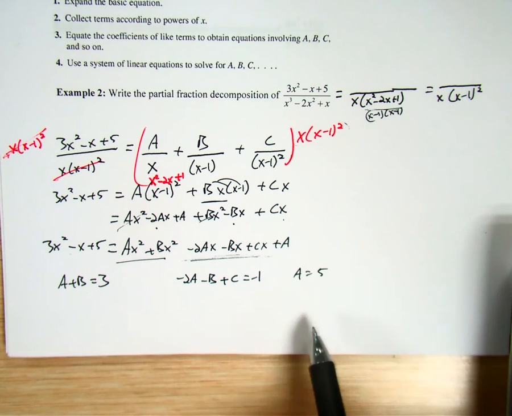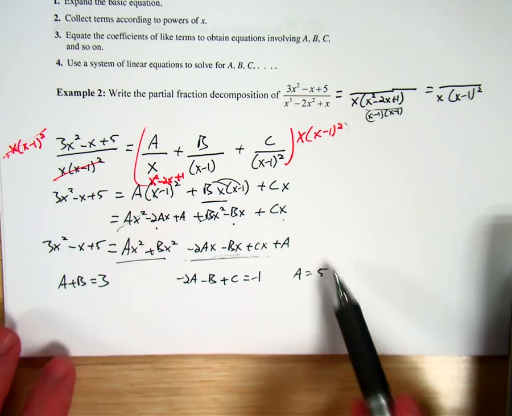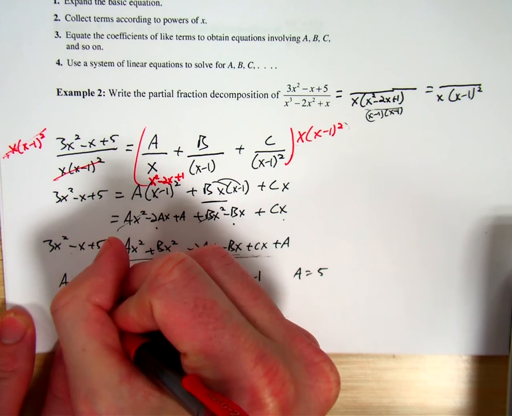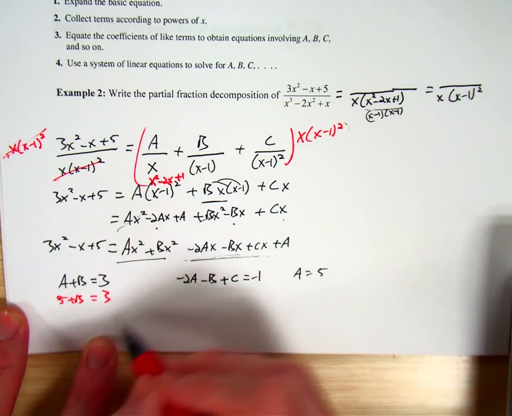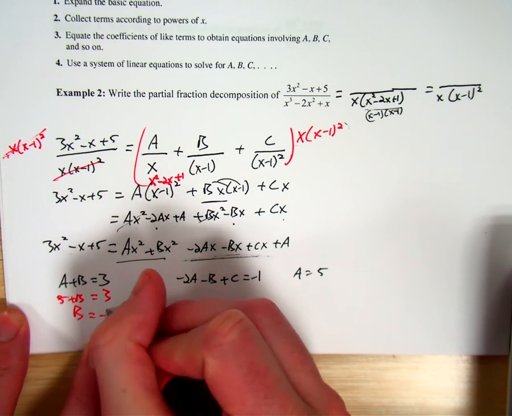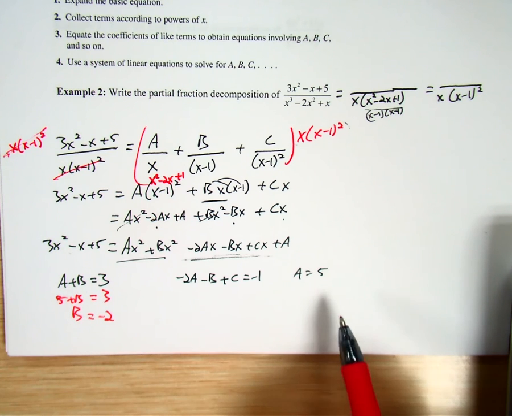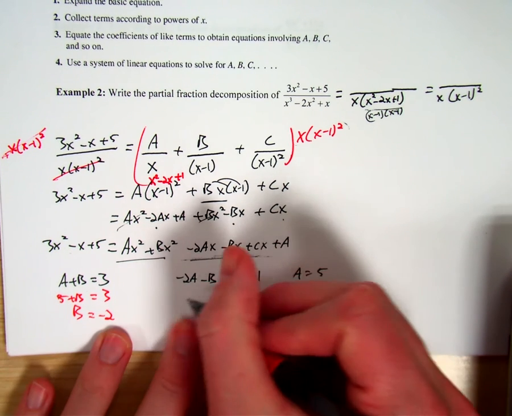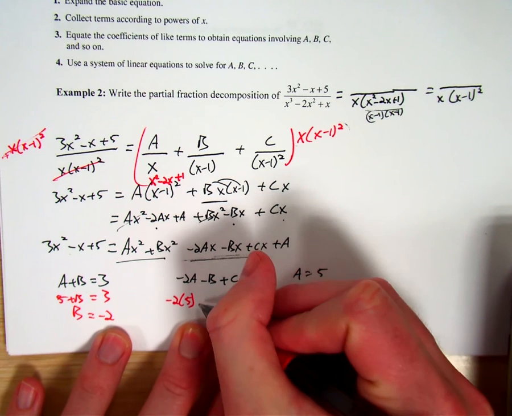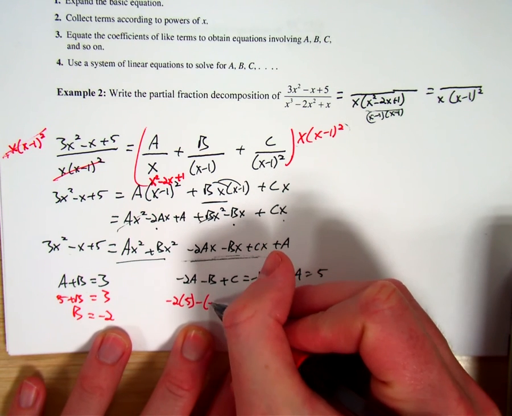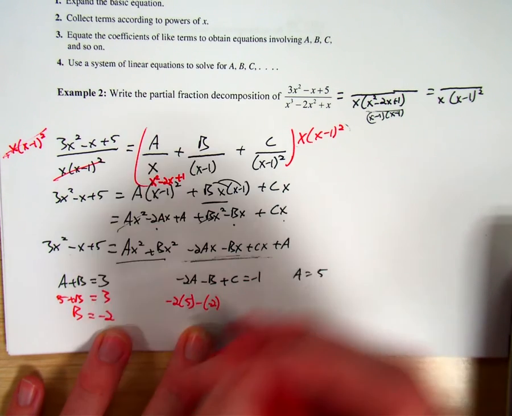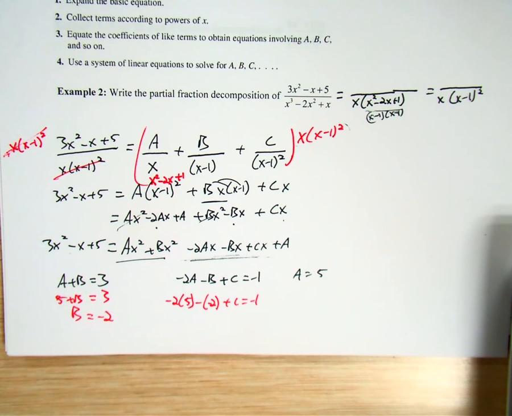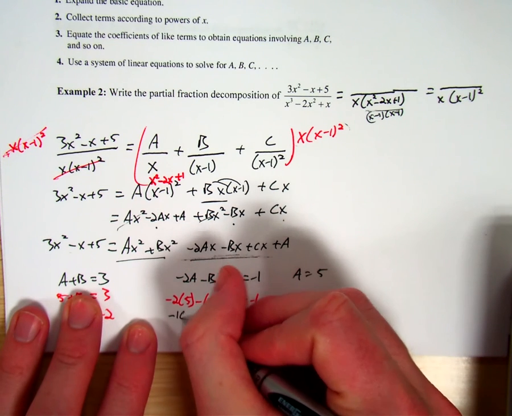Okay, we're going to take a equals 5, and we're going to put it over here. So we have 5 plus b equals 3. b equals negative 2. Now we're going to take that 5 and that negative 2 and put them in here. Negative 2 times 5 minus negative 2 from our b plus c equals negative 1. We got negative 10 plus 8.